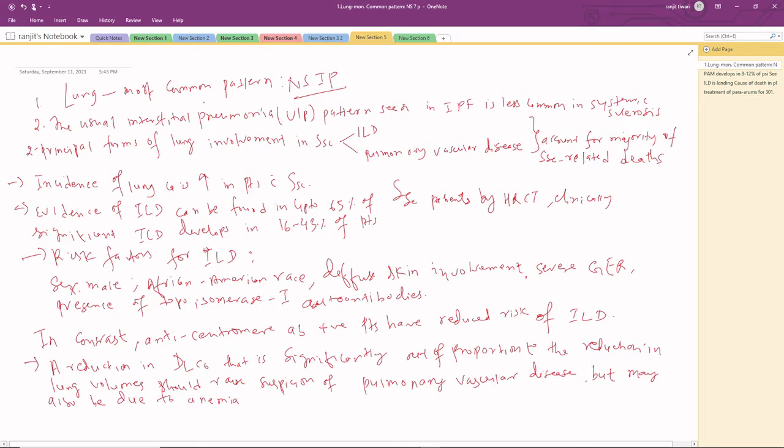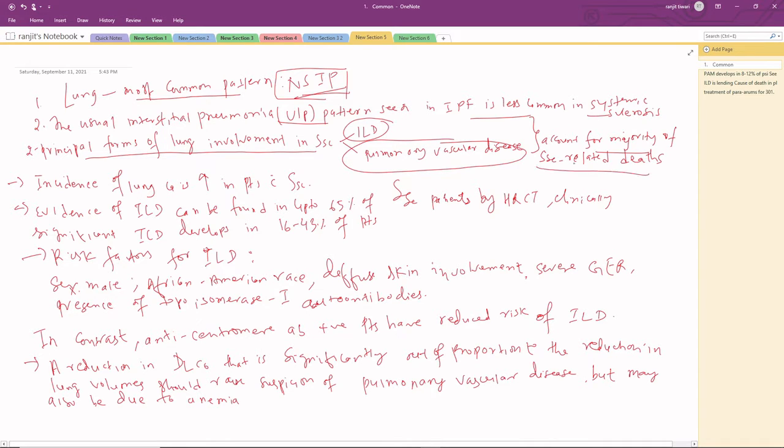So today we are going to discuss ILD associated with systemic sclerosis. The most common pattern of involvement is the non-specific interstitial pneumonia (NSIP) pattern. The usual interstitial pneumonia (UIP) pattern seen in IPF is less common in systemic sclerosis. Principal forms of lung involvement in systemic sclerosis include ILD and pulmonary vascular disease, and these two account for the majority of systemic sclerosis related deaths. Okay, the incidence of lung cancer is increased in patients with systemic sclerosis, so their cancer risk is also increased.